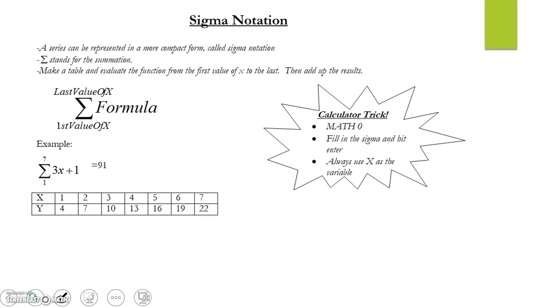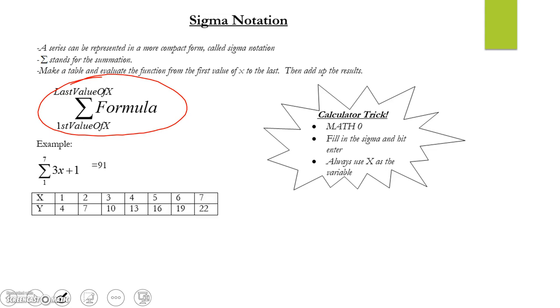The last thing we're going to look at looks really tricky, but it's not. A series can be represented in a compact form called sigma notation. That's what that symbol means. It stands for summation. What you do is make a table and evaluate the function from the first value of x to the last. If you look at this, there will be a formula next to the sigma, a first value below it, and a last value above it.